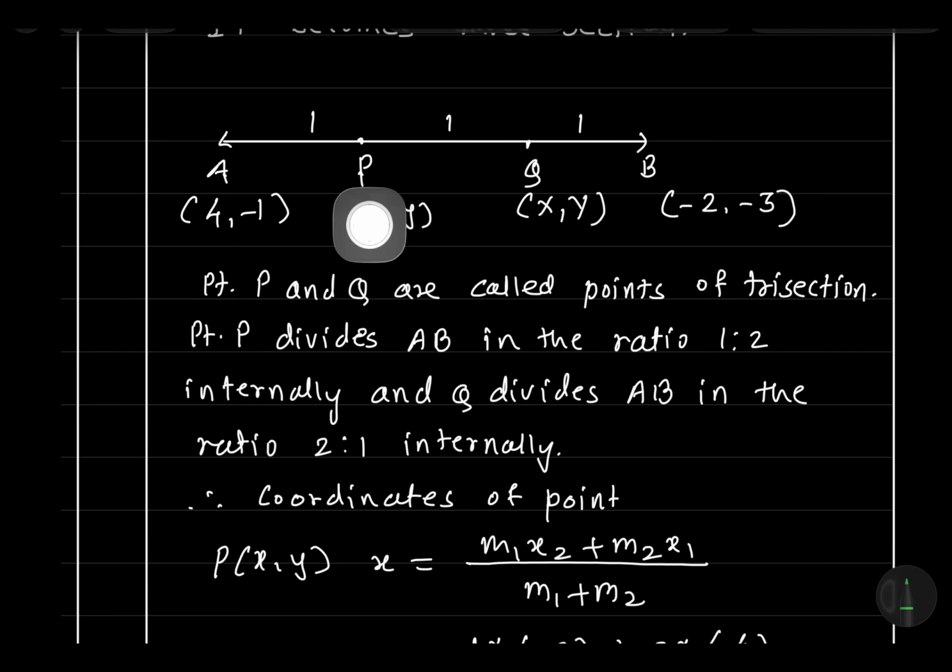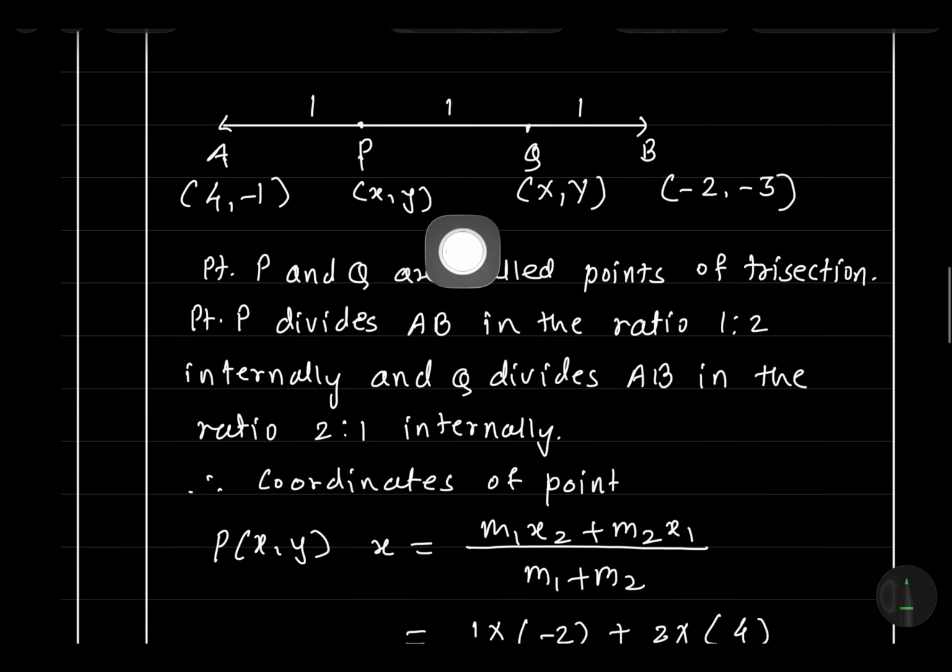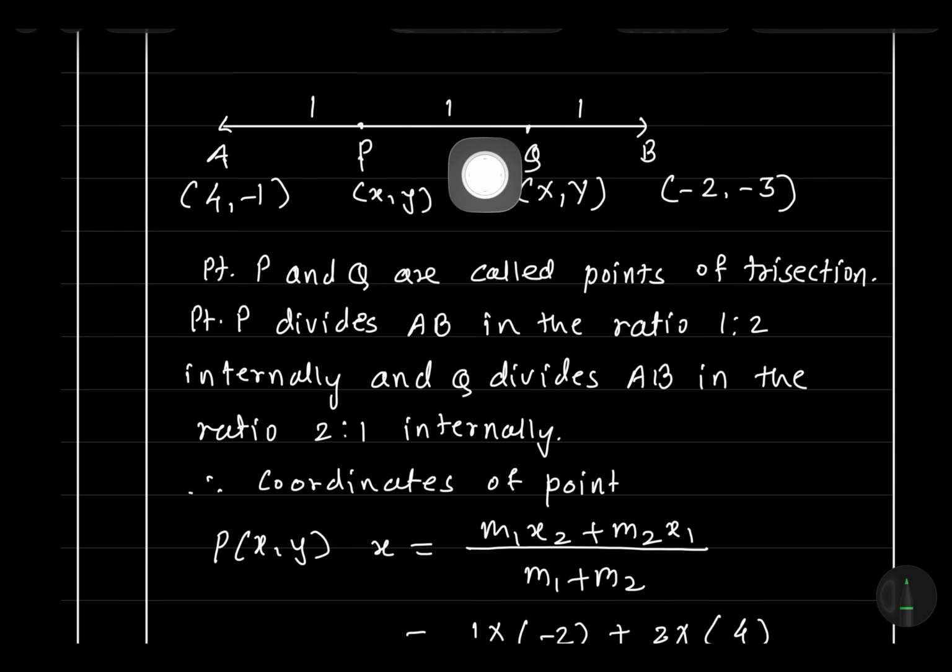Point P divides AB in the ratio 1:2. How is this 1:2? Right now we are considering only point P. Don't think about Q. Point P divides AB in the ratio 1:2. AB is there, so AP is one part and the other is PB. PB is means what? 1 plus 1, it becomes 2. So it is coming 1:2. Try to understand this. Point P divides AB in the ratio 1:2.